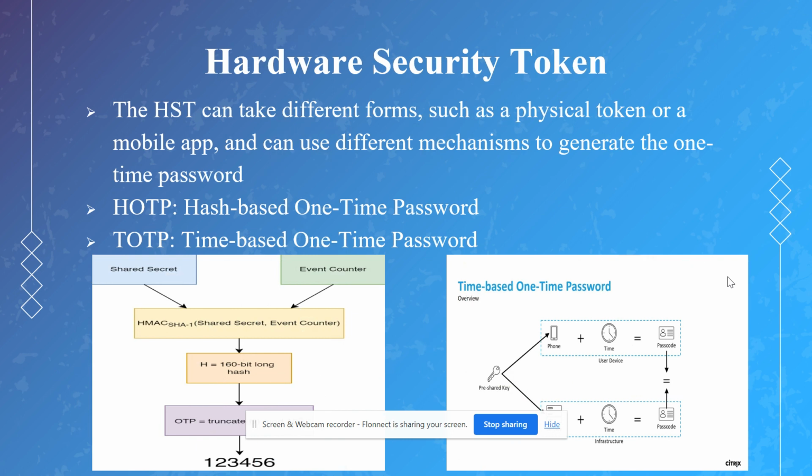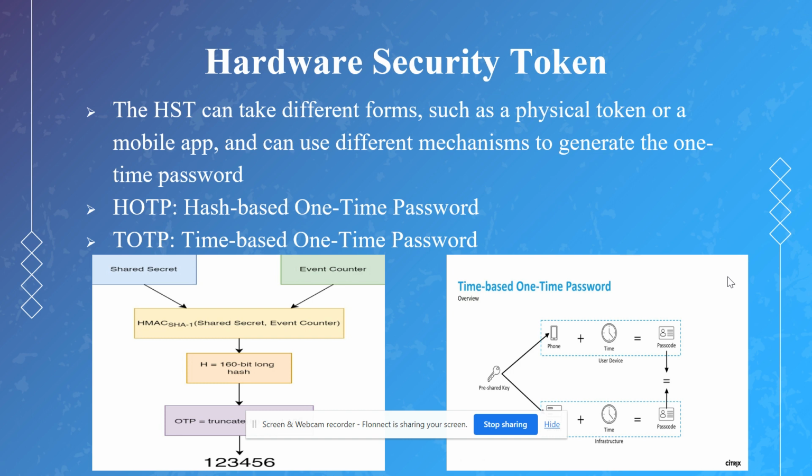The next factor is hardware token. A hardware security token is a physical device that provides an extra layer of security for digital authentication. It can take different forms such as USB, key fobs, etc. It can generate two types of OTPs. The first one is HOTP. HOTP means hash based one time password.